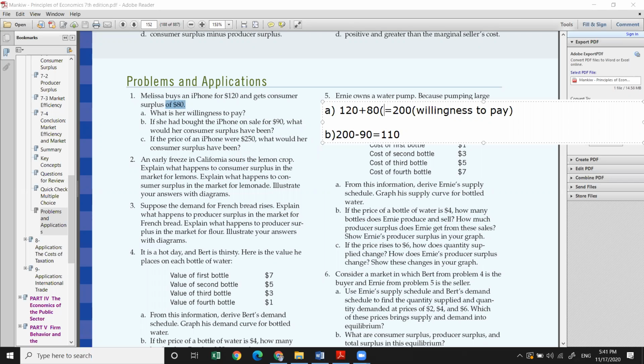Let me put it in brackets like this, okay? Consumer surplus. This is actual payment. I'm just going to abbreviate it like AP, and consumer surplus, willingness to pay. So willingness to pay is equal to actual price plus consumer surplus. If you want to find the consumer surplus, it is equal to willingness to pay minus actual price.